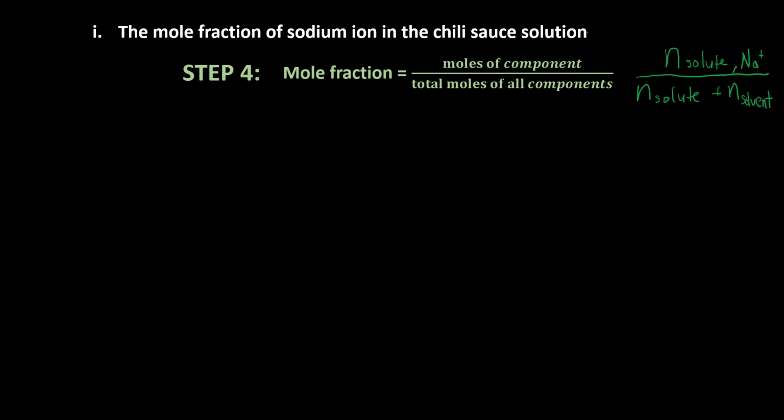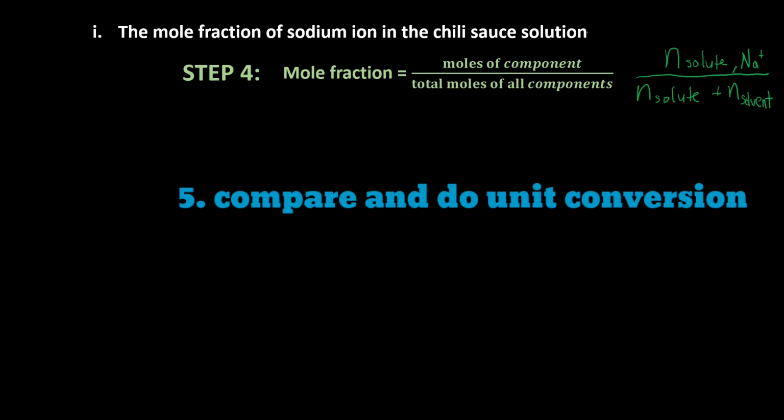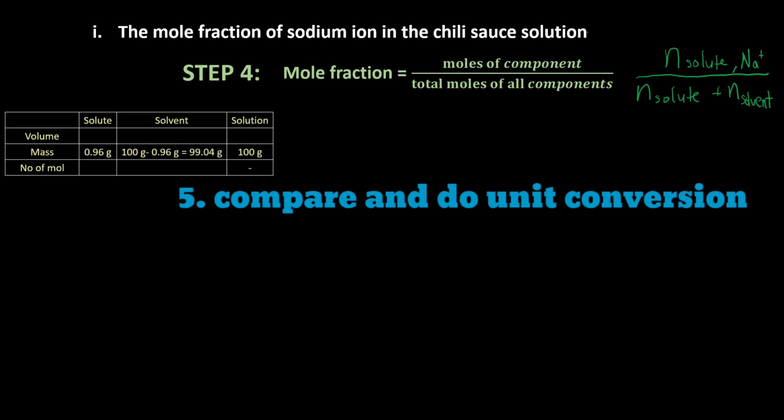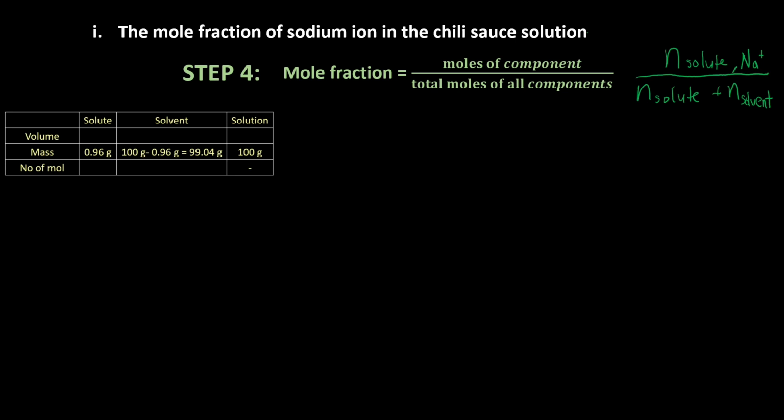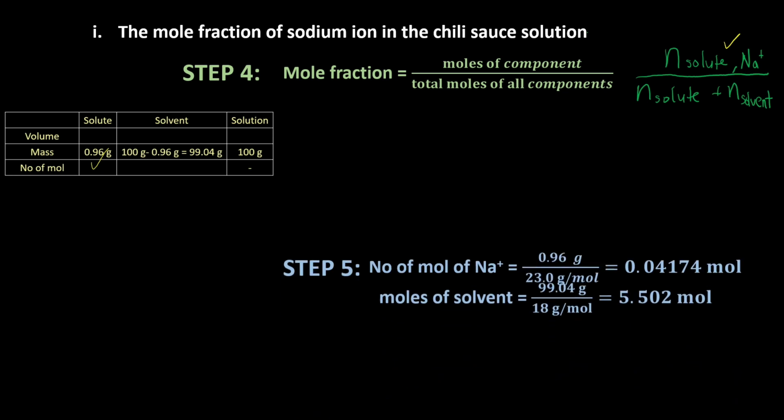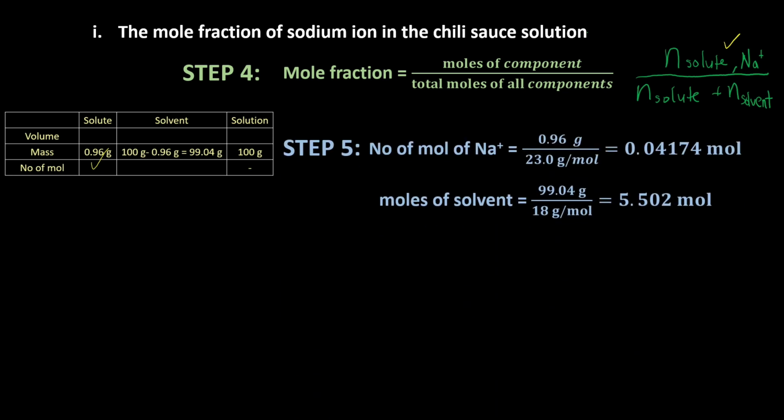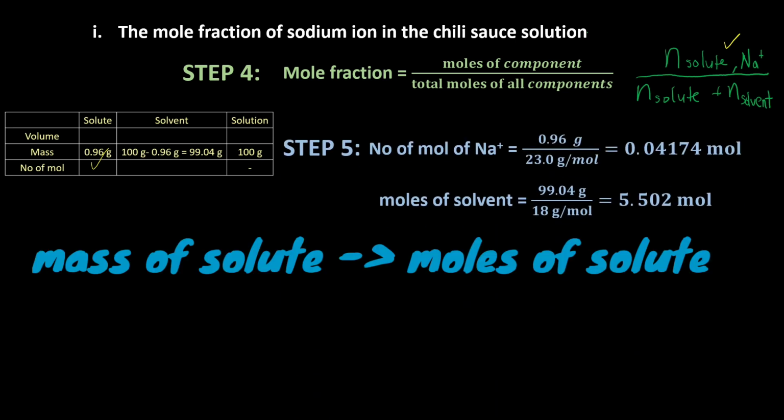Then in step number 5, we do comparison with information that we have in step 3 with the formula in step 4. So in step 3, the information that we have is mass of solute. But based on the formula of mole fractions, what we need is moles of solute. So means that in step number 5, the first conversion that we need to do is to convert mass of solute to moles of solute.